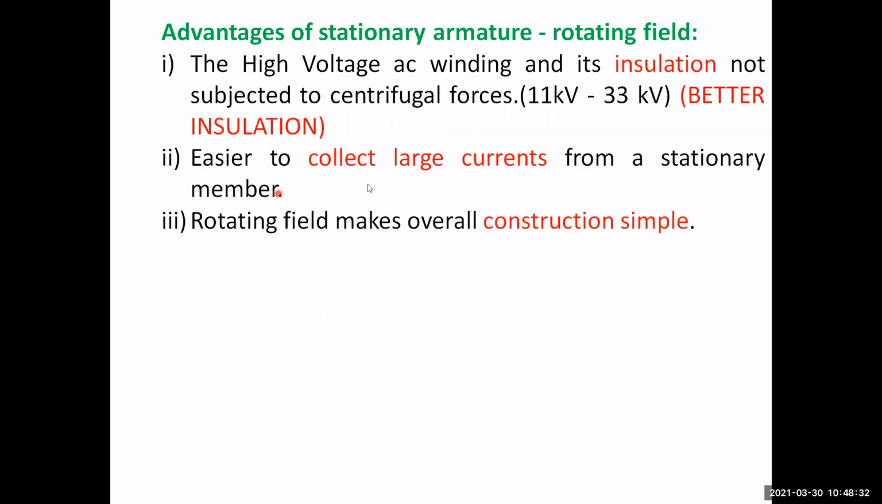Next, it is easier to collect large currents from the stationary member. If it is stationary, then only is it possible to collect a large amount of current from the stator winding. If it is rotating, it is very difficult to collect power. Collecting current through brushes is very difficult if the armature winding is on the rotor. So if it is the stator, it is easier to collect large current from the stationary member.